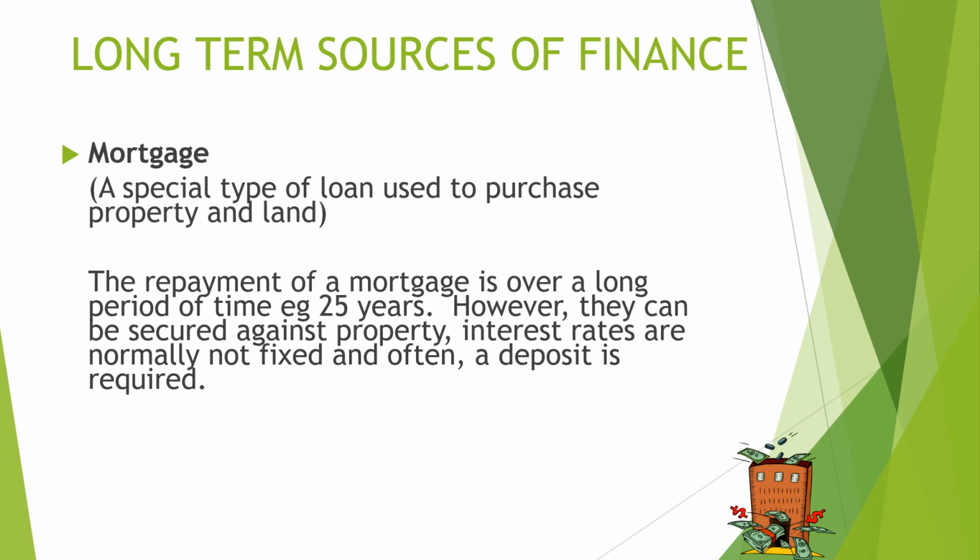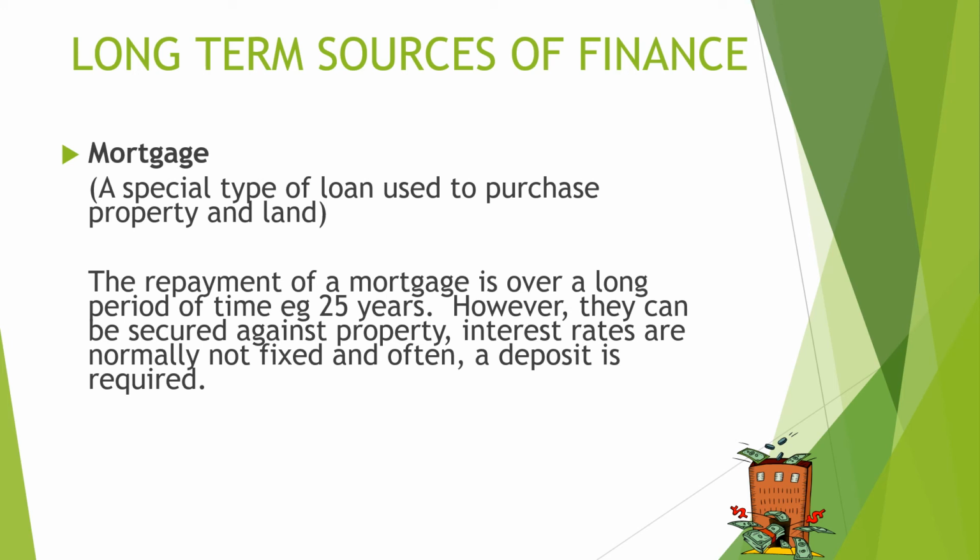Now we're moving on to long-term sources of finance, and these tend to be paid over much longer periods of time, okay? Anything from over 3 years onwards, but some of them can be very long. In this particular instance, we're talking about mortgages, and mortgages are special types of loans that you use to purchase a property or land. So consumers will have mortgages to buy houses. You tend to find they're taken over periods of about 25 years. It can be more nowadays. It takes that long to be repaid because it's such a large amount of money to repay.